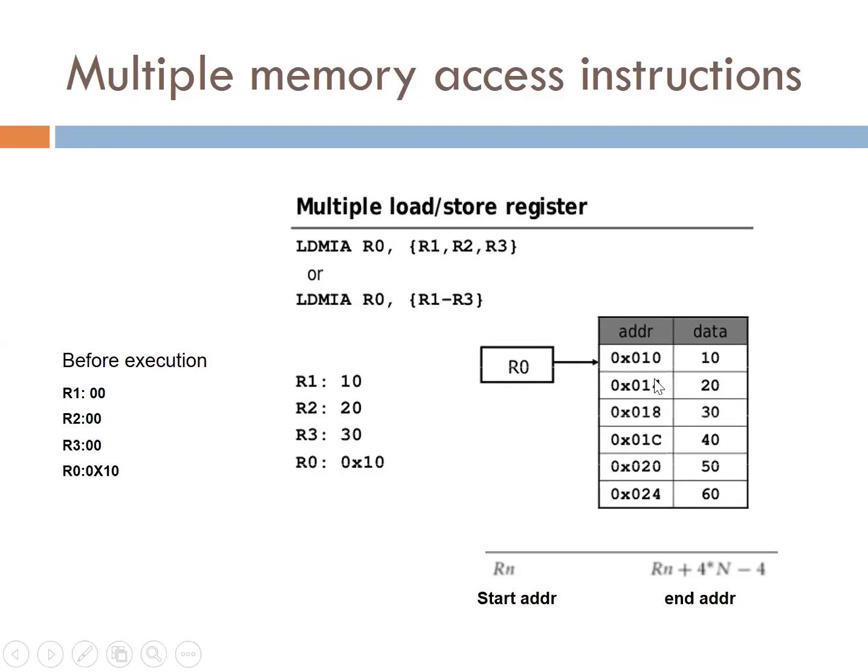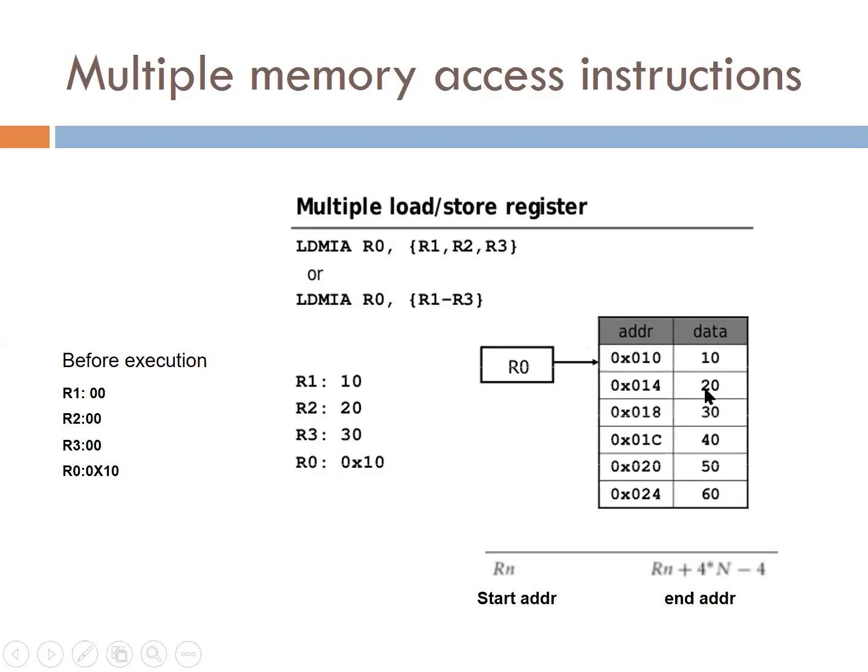Therefore, 10 plus 4, here it is 14. Okay, 10 plus 4 is 14. Therefore, the next memory location will be 14. So first it is loading the data from this memory address to register R1. Then it is incrementing. Increment after.